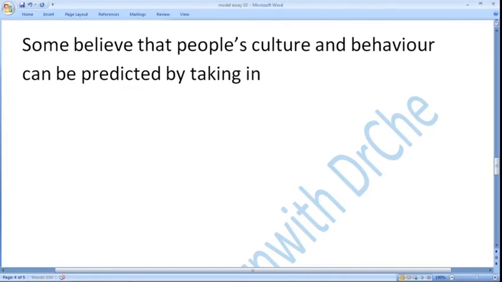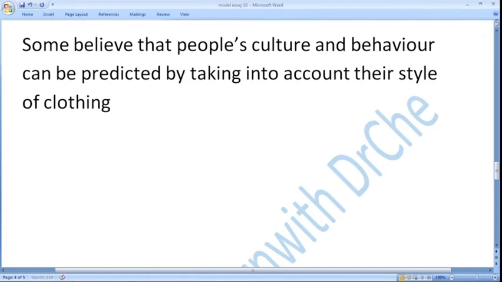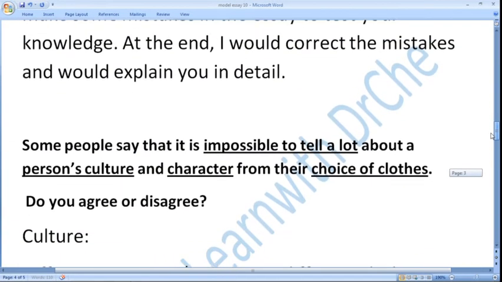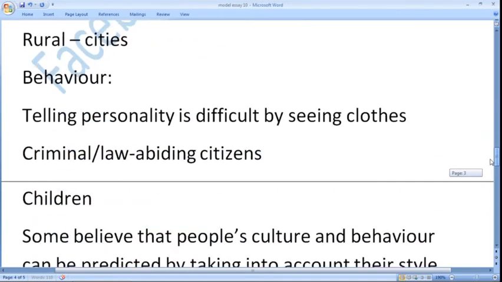by taking into account, a bit more advanced vocabulary, by taking into account their clothes or their style of clothing. Some believe that people's culture and behavior can be predicted by taking into account their style of clothing. So this is just paraphrasing of the question, but in different words.